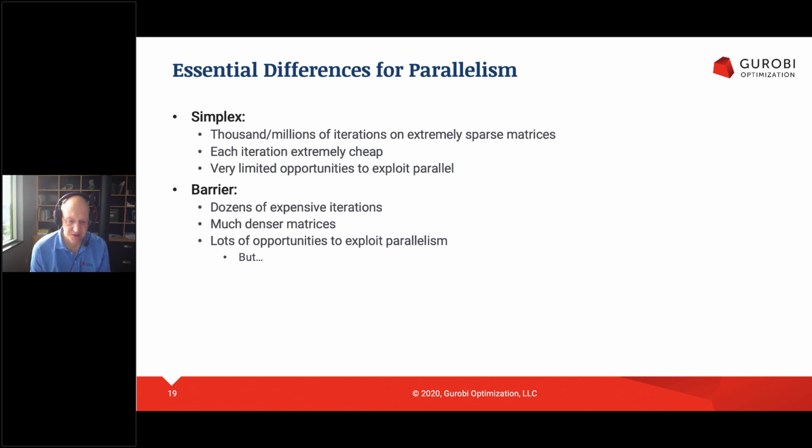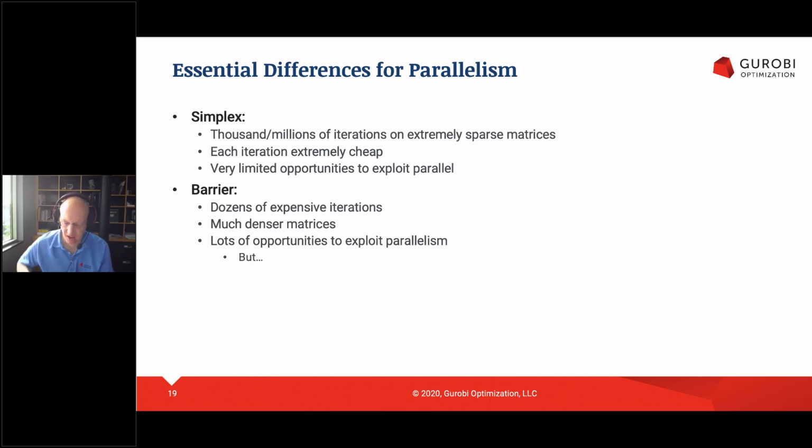In the case of barrier, we're doing dozens of iterations, but these are expensive iterations. And the reason they're expensive is the matrices are much denser. It's much more expensive to factor A theta inverse A transpose than it is to factor B. And so there are actually lots of opportunities to exploit parallelism. Parallel Cholesky factorization is a well-studied problem, and it's known that you can get a lot of parallelism.